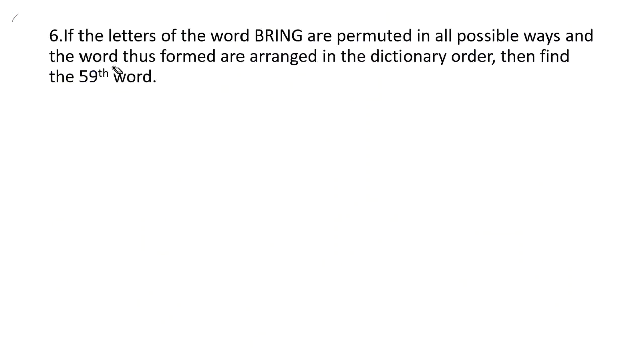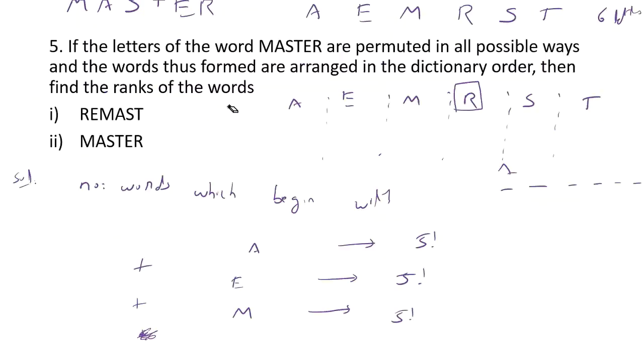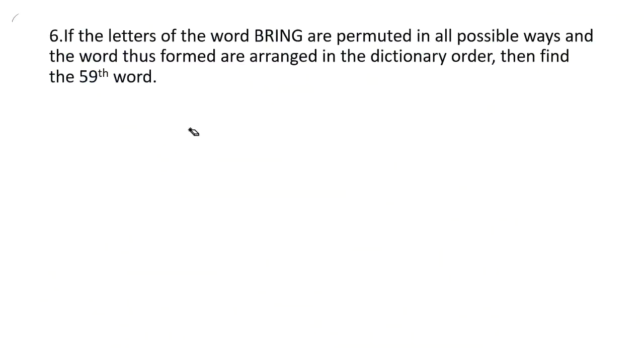Let us look at the next problem. If the letters of the word BRING are permuted in all possible ways and the words thus obtained are arranged in dictionary order, then find the 59th word. So it is also considered as a rank problem, but in the previous problem we arranged all the words in dictionary order and found the rank of the given words. But here we have to arrange all the permutations in dictionary order. After arranging all the words in dictionary order, now we have to look for the 59th word.